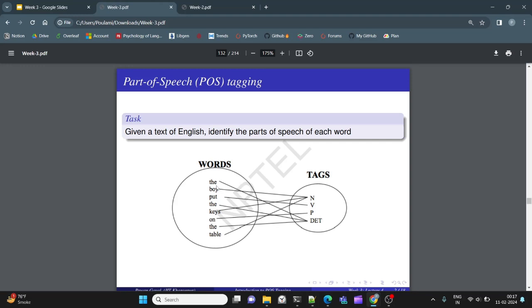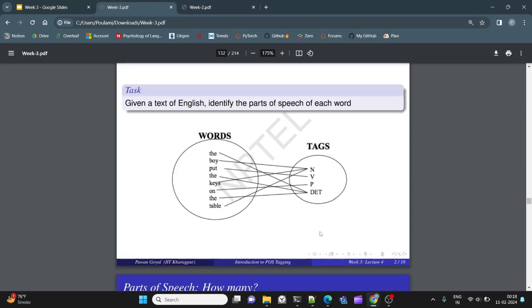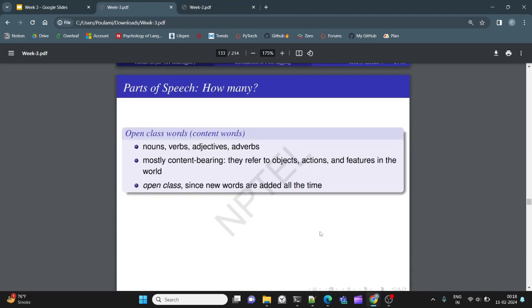So here we can see that the is mapped to determiner. All the instances of the are mapped to determiner. Boy, keys, table, these are all nouns. Put is a verb, and we also have prepositions. On is the preposition. Okay, so this is what is part of speech tagging.